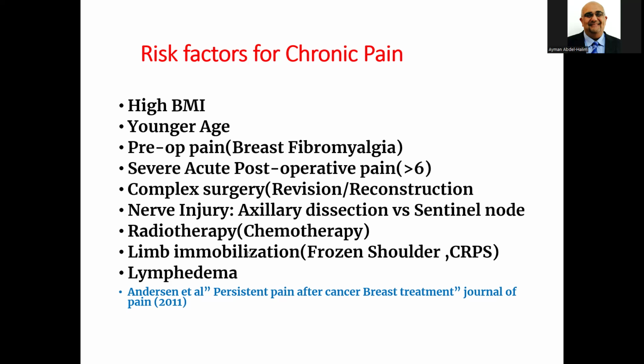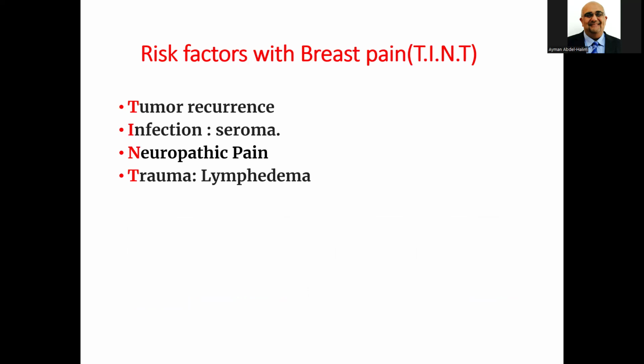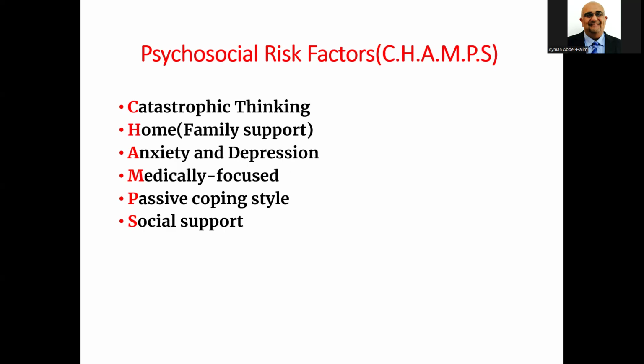Radiotherapy or chemotherapy, limb immobilization, frozen shoulder and CRPS, complex regional pain syndrome, lymphedema. Risk factors with breast pain: tumor recurrence, infection, neuropathic pain, trauma, the mnemonic stent. Psychosocial risk factors or CHAMPS: catastrophizing thinking, home, in other words family support, anxiety and depression, medically focused, passive coping style, social support.